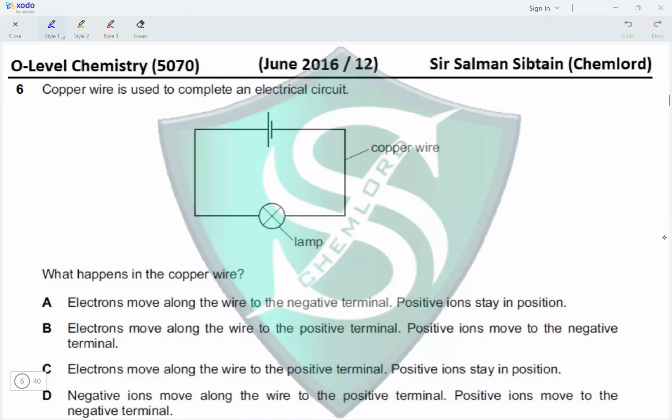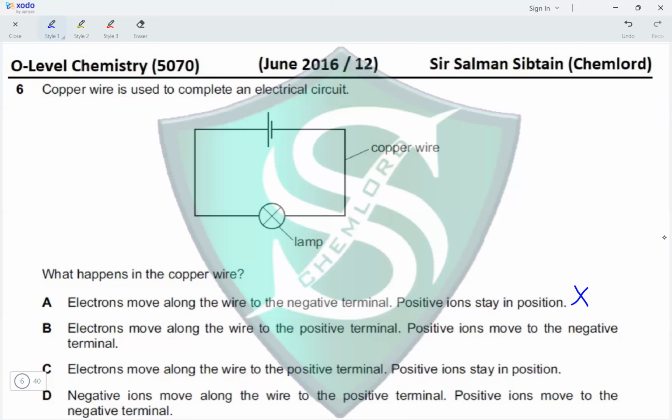Question 6. Copper wire is used to complete an electrical circuit. What happens in the copper wire? Electrons move along the wire to the negative terminal. Positive ions stay in position. No, electrons will move towards the positive terminal. The direction of electron flow is from the negative terminal towards the positive terminal. So this is incorrect. Electrons move along the wire to the positive terminal.